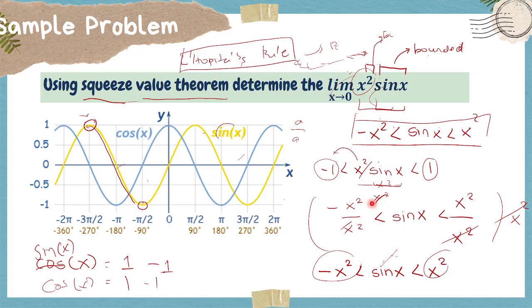So it's x squared sin x less than x squared. Now, what are we going to do next? We have to find the limit of this one. Because this one and this one are equal, the limit of x squared is equal to the limit of this one. So, the squeeze theorem, because you cannot solve this by direct substitution.